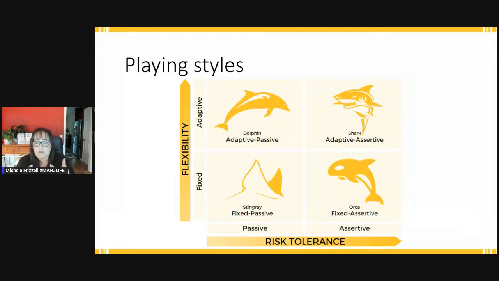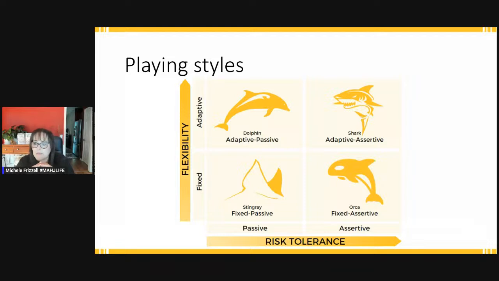So these are the 4 basic playing styles: stingray and orca on the fixed side, and then adaptive passive, dolphin, and shark on the adaptive side. So does anybody have any questions? Dolphin, shark, stingray, orca.